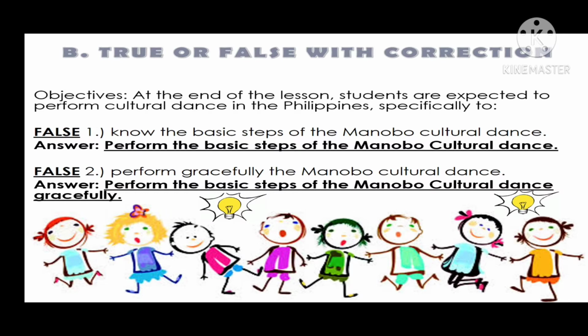Here are the objectives. At the end of the lesson, students are expected to perform cultural dance in the Philippines, specifically to: Number 1, know the basic steps of Manubo cultural dance. The statement is false because the answer is perform the basic steps of the Manubo cultural dance. Number 2, perform gracefully the Manubo cultural dance. The statement is also false. Why? Because the answer is perform the basic steps of Manubo cultural dance.